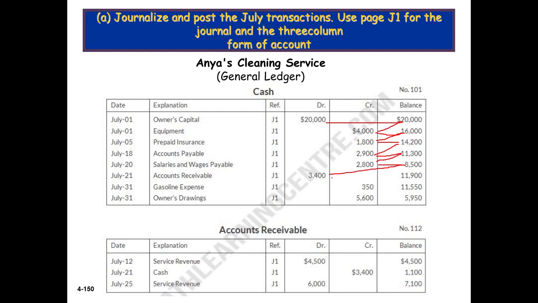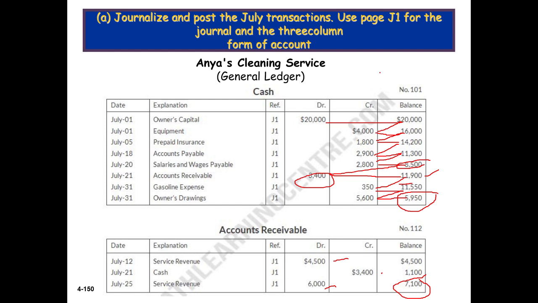Then the debit must be added. So 8,500 plus 3,400 will be $11,900. And this must be subtracted. So this is the balance of cash. And like accounts receivable, this is debit and credit and debit. So this is the balance of accounts receivable.